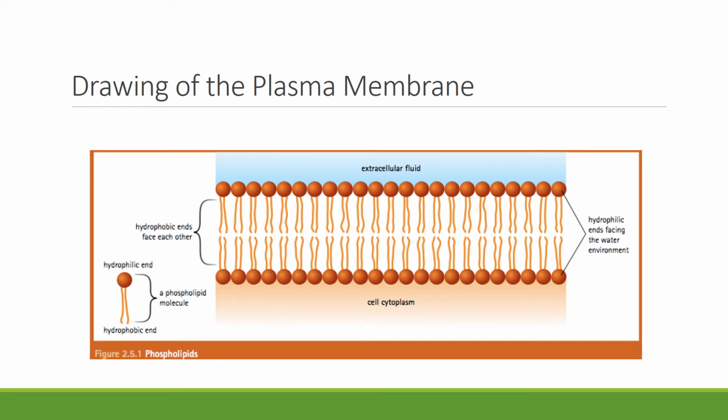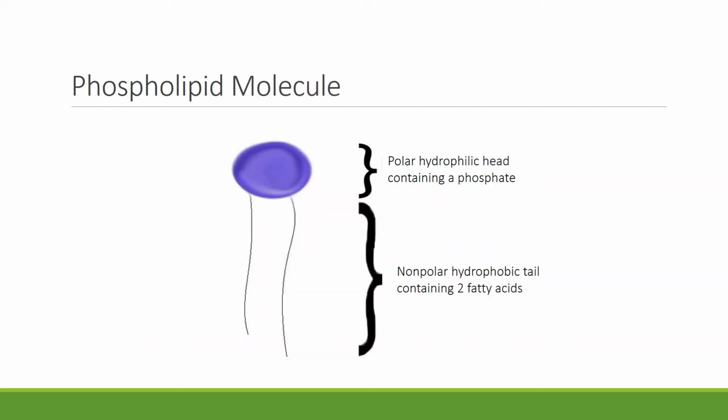This is another drawing of the plasma membrane. In the following slide, we're going to take a look at one of these phospholipid molecules. This is a single phospholipid molecule. You saw a number of these molecules in the previous slide. They actually formed two layers in the cell membrane.